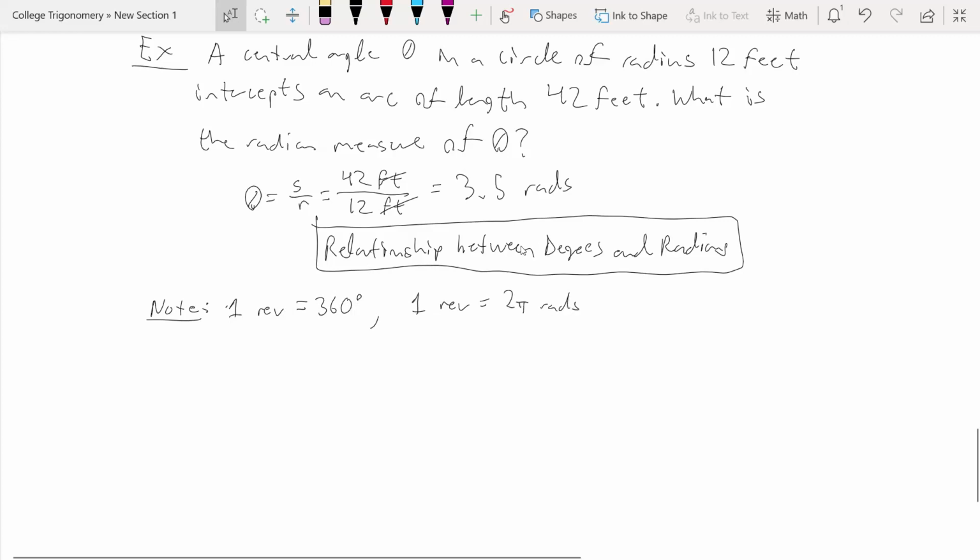And you might say, well, why do we know that? It's because the circumference of a circle is 2 times pi times r. It's kind of how pi was defined, actually, as pi times the diameter is always the circumference of the circle. So 2 times pi times the radius is the circumference of a circle.